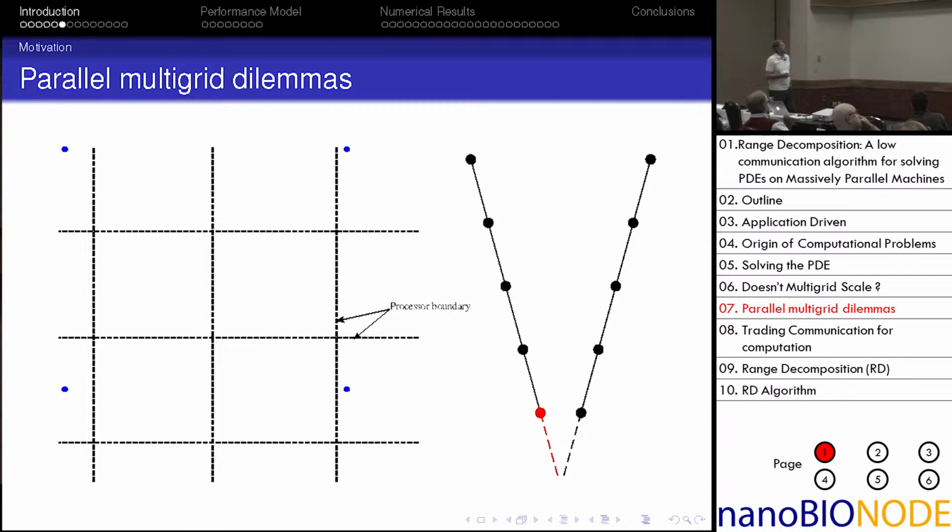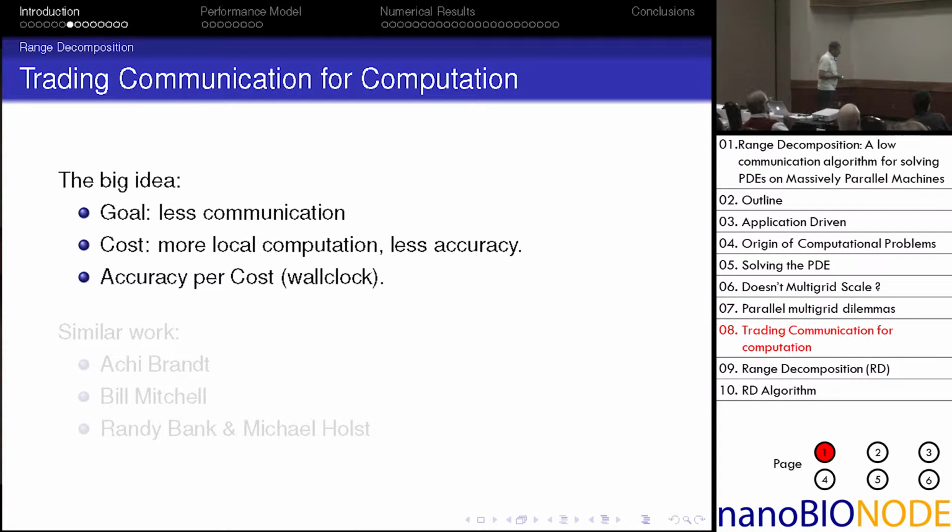And that's the issue for just straightforward parallelization of multigrid, a V-cycle. So here's the idea we have. I'm going to try the idea of a goal of less communication, and we're going to do more local computation, and we're going to sacrifice some accuracy for the overall solution. So we're getting a little bit less accuracy, much more local computation, but we're trying to get accuracy per cost, the wall clock is what we're looking at.